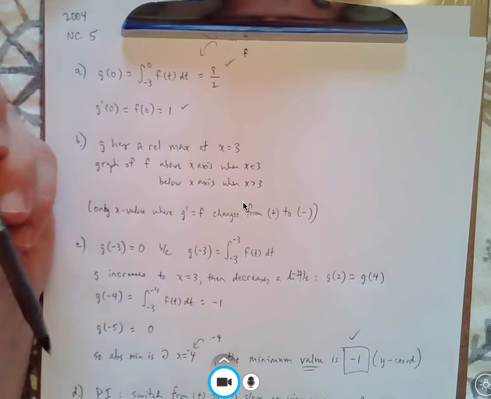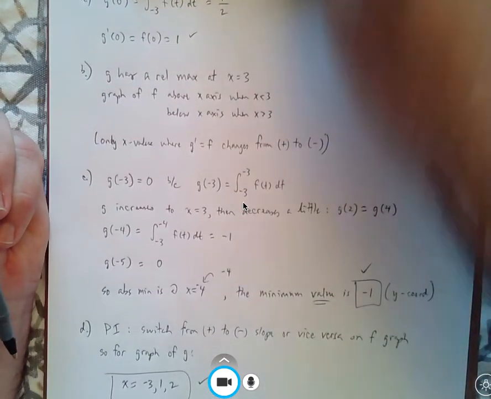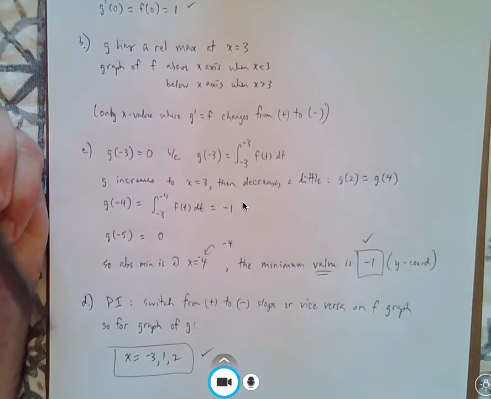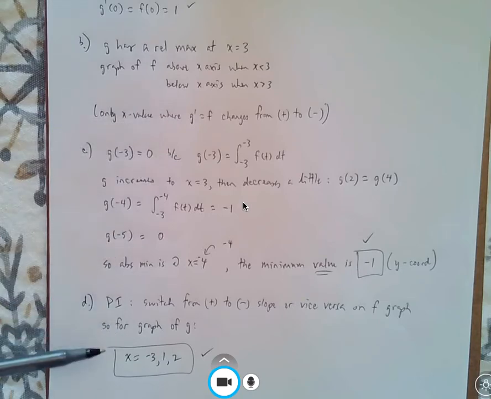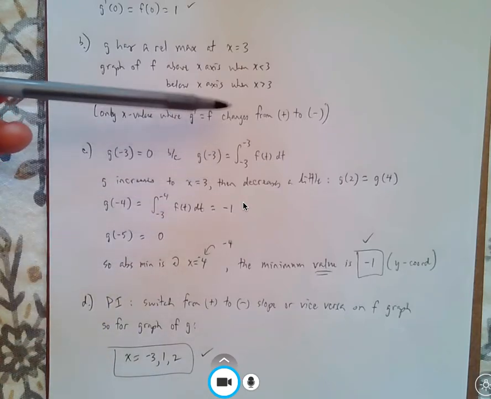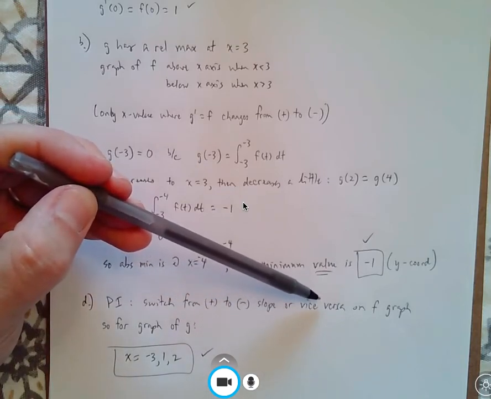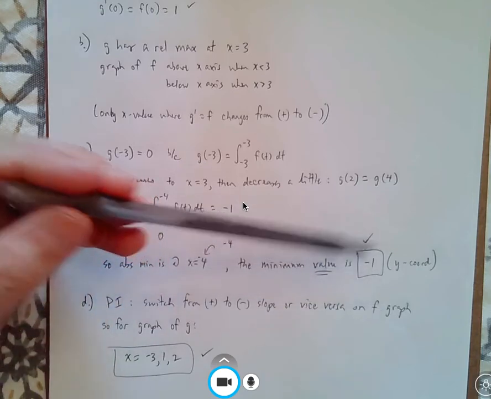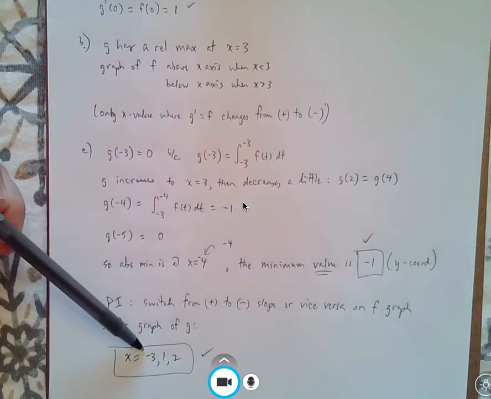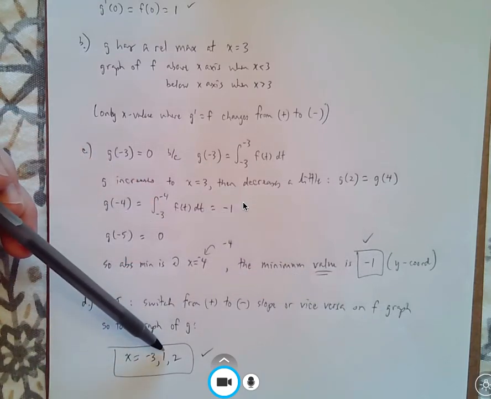Letter D is a home run question, and just because it's letter D doesn't mean that it's going to be a hard question. In this case, where are the points of inflection in the graph of G? And we know that if you look at the graph of f, a point of inflection is going to occur when the slope changes from positive to negative or vice versa, okay? So looking at the f graph, you will see that the x-coordinates are negative 3, 1, and 2. And that's pretty much it.